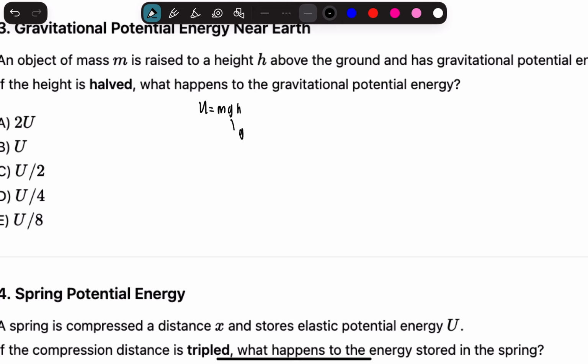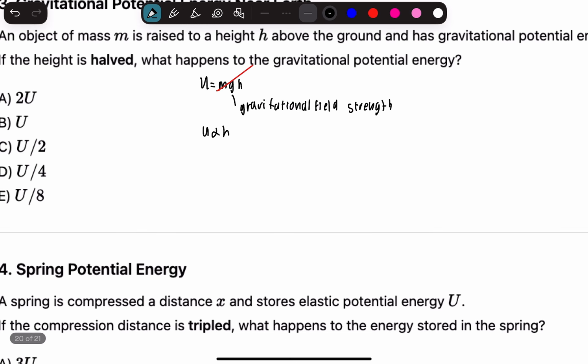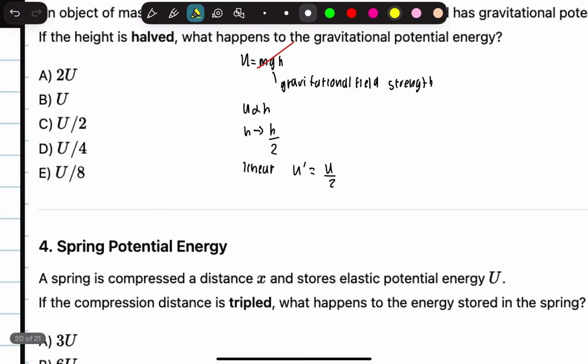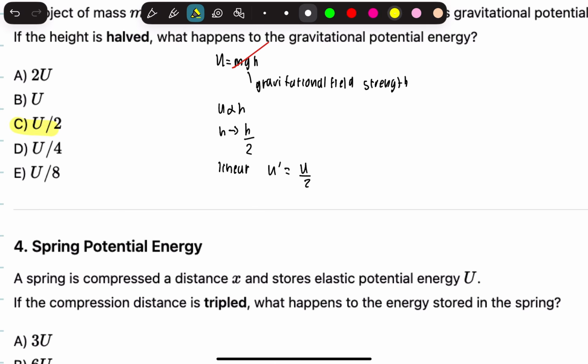And this is gravitational field strength. And the proportional relationship that you'll use is U is proportional to h, because again, these are constants and they don't really affect it in the long term. So h is going to be halved. So now it's just going to be a linear relationship where it's going to be halved. So the answer for this is C.